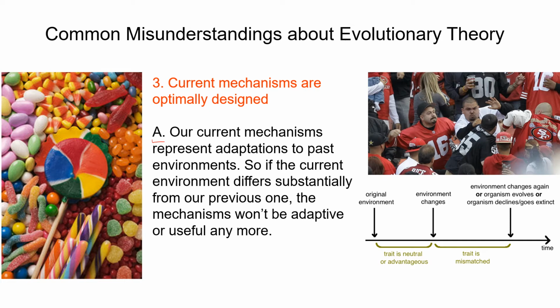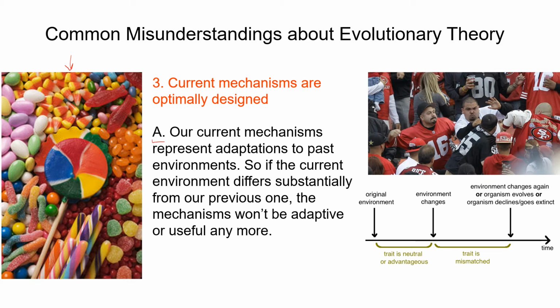So you kind of see what I'm talking about on the bottom right, where you have the original environment, where the trait may be neutral or advantageous. The environment changes and we get a mismatch, so sometimes behaviors will decline after that, but it's not something that happens overnight. Let's look at two of these pictures here. The one on the left is the one I love the most, the one I always talk about, and that's candy, sugar. There's a very big environmental mismatch going on there.